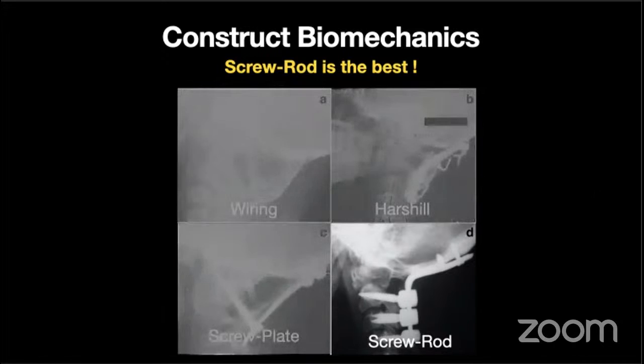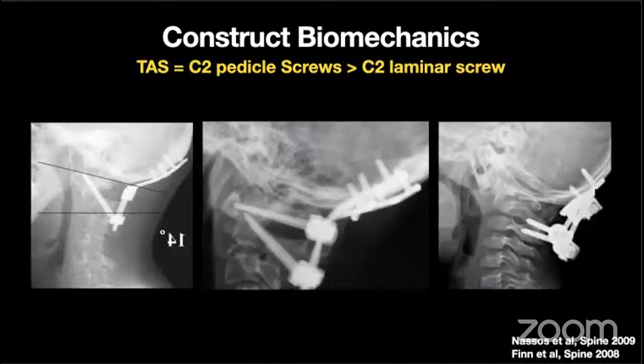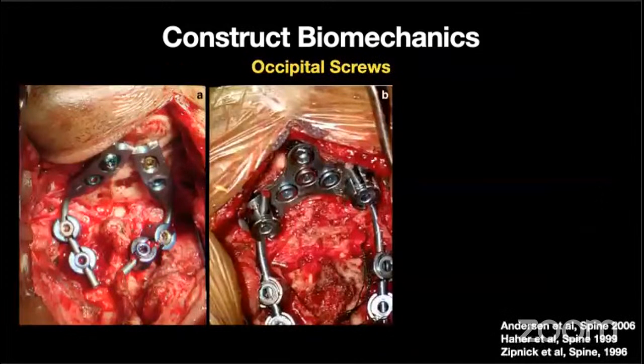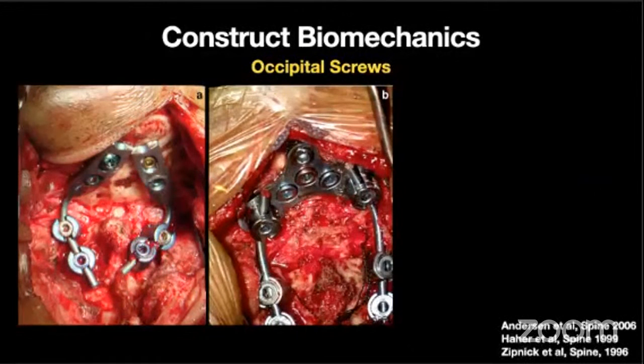A bit about construct biomechanics. It is proven without a doubt that screw rod constructs are the strongest and most rigid. Which screws you use in the cervical spine is not so much of a controversy. Transarticular screws, C2 pedicle screws, or C2 laminar screws are all equivalent. However, some studies have found the C2 laminar screws not as strong as the others. At the occipital end, there are two possible configurations. Screws in the midline are stronger than those placed in the parasagittal area.